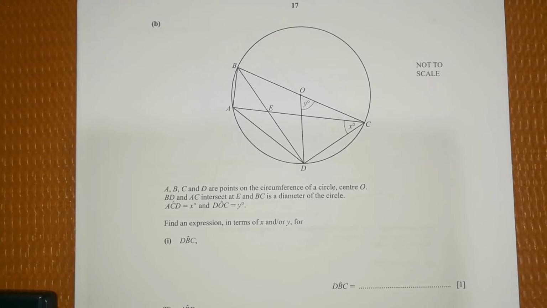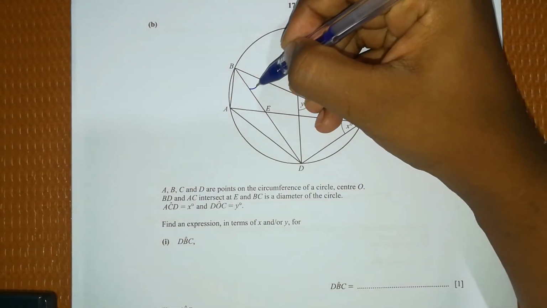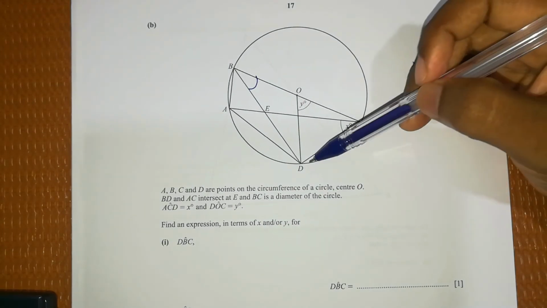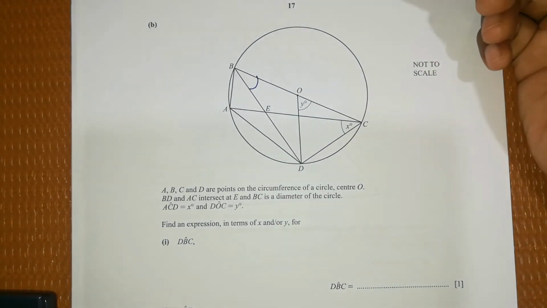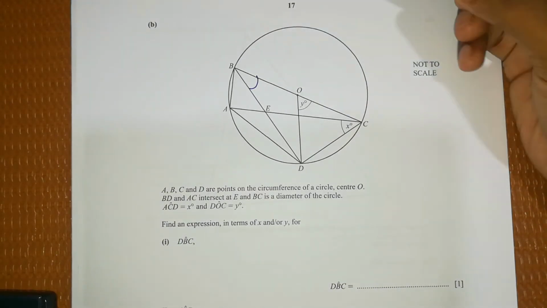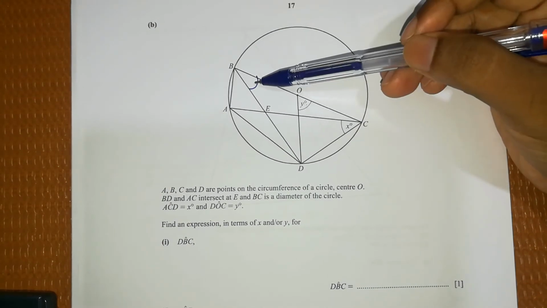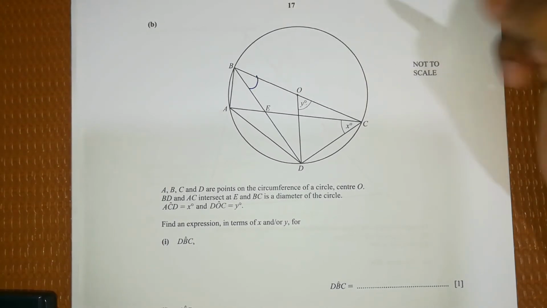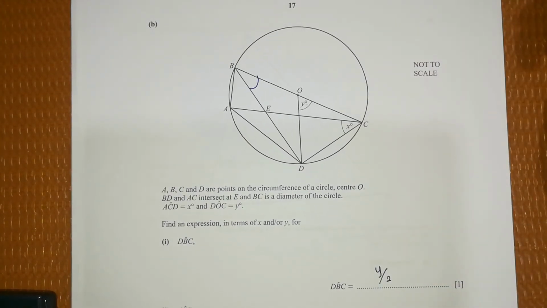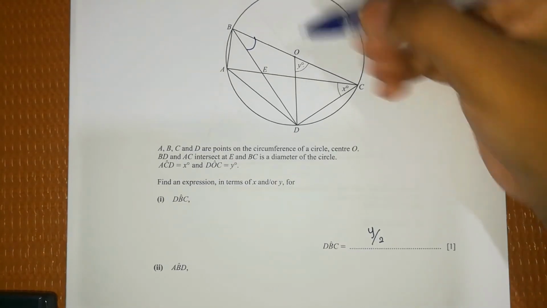Now we'll see the first one is DBC. This is the angle at the center, and this is the angle at the circumference. So we know the angle at the center is twice the angle at the circumference. Therefore, this is twice this. So if you want to find this one, that is half of the angle at the center, which is y divided by 2.